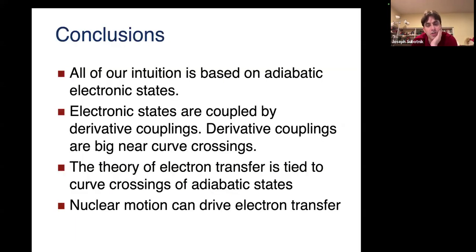So these are my conclusions. All of our intuition, for the most part, in quantum chemistry and in quantum dynamics is based on adiabatic electronic states. These electronic states are coupled by derivative couplings. Derivative couplings are big near curve crossings. And the theory of electron transfer is always tied to the notion of curve crossings of adiabatic states. This goes back to the work of Marcus and Jortner and Hush. And nuclear motion is what drives electron transfer.